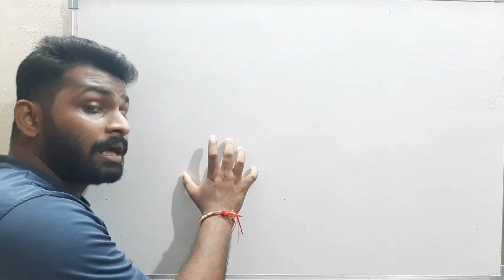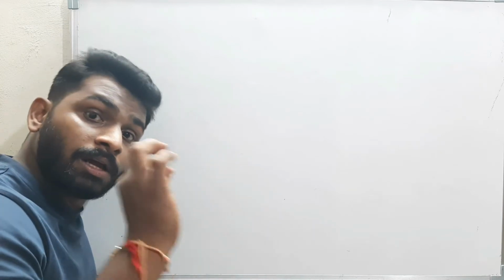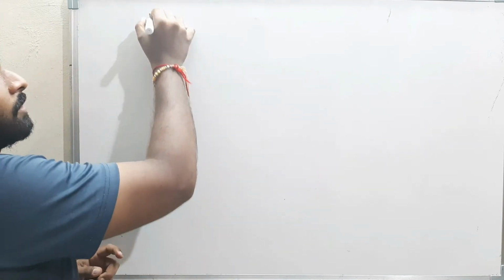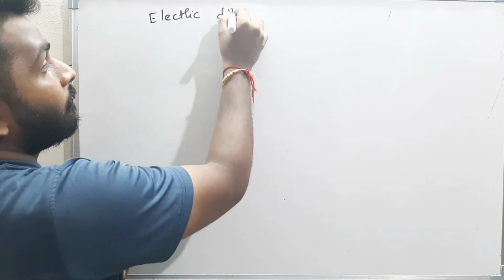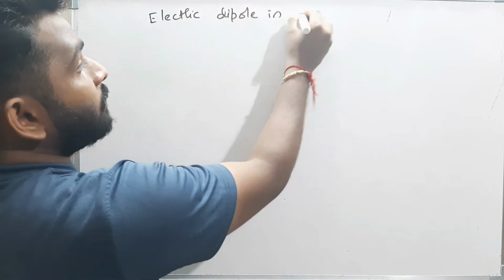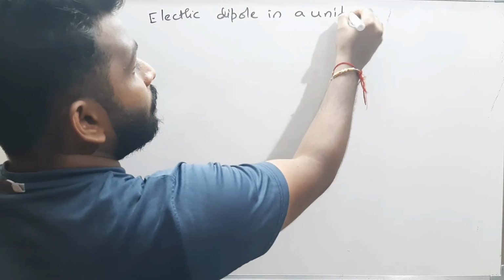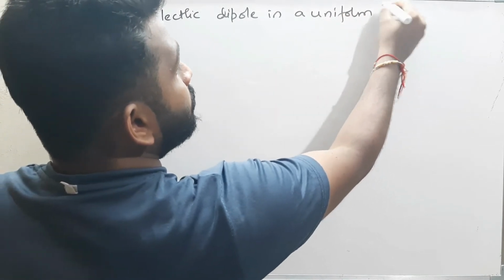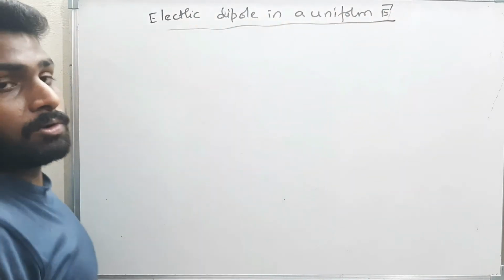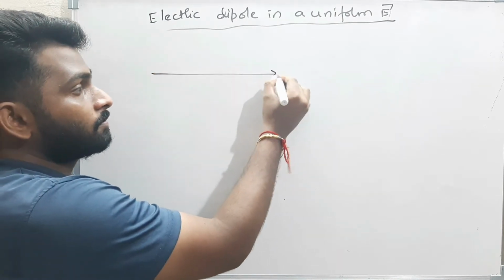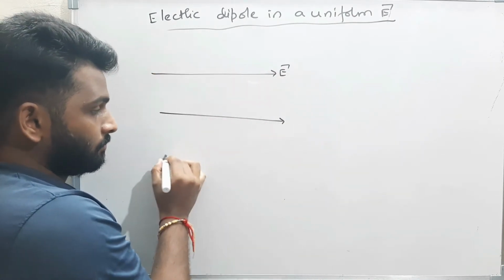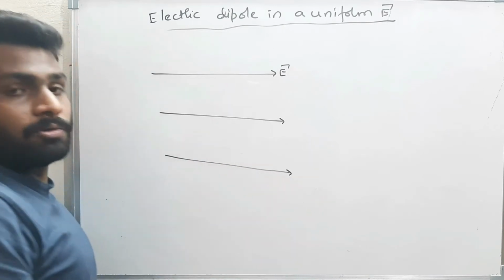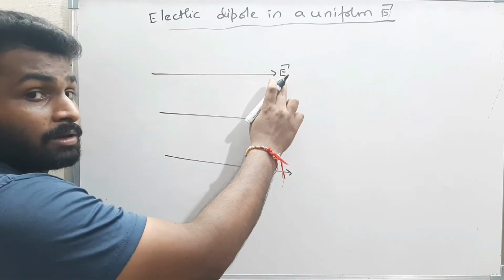Okay, now we will see the electric dipole in a uniform electric field. Now here, the electric dipole in a uniform electric field. Now here, this electric field, uniform electric field. Okay, well and good. This uniform electric field E bar.